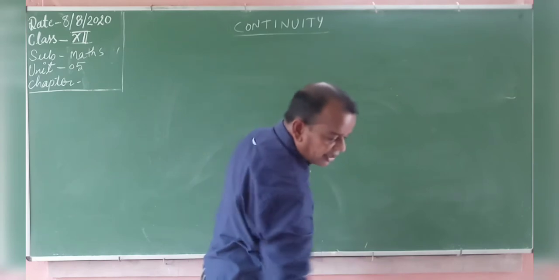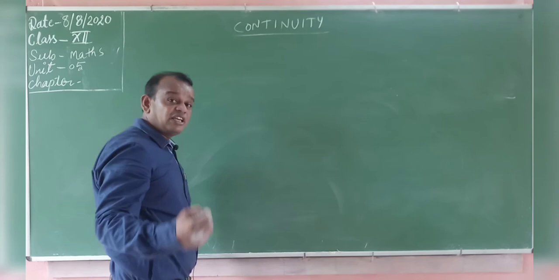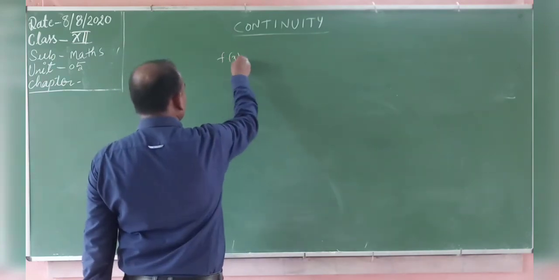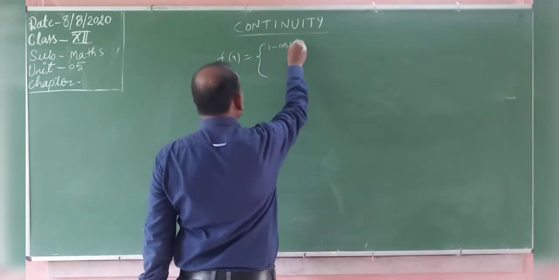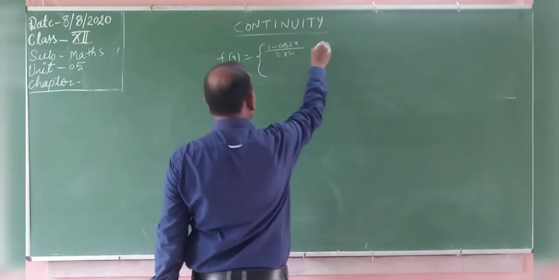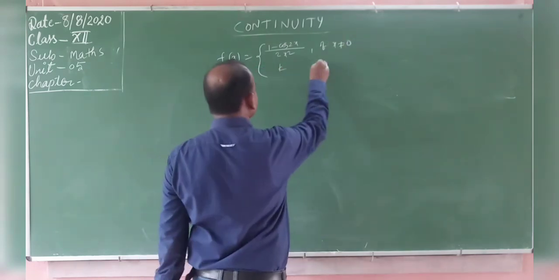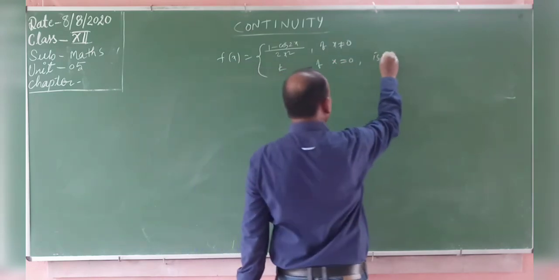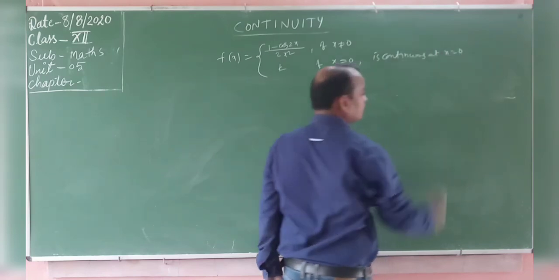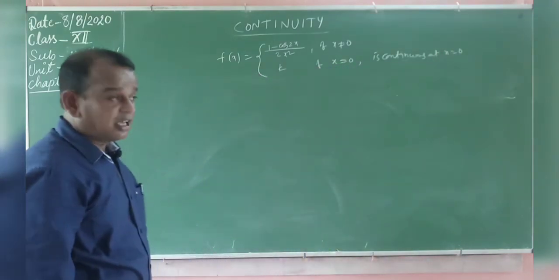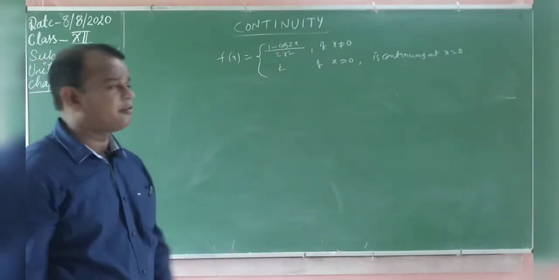Next, find the value of the constant k. The function is continuous at x equal to 0. What is f of x? f of x is equal to (1 minus cos 2x) by 2x square if x is not equal to 0, and k if x is equal to 0, and it is continuous at x equal to 0. Find the value of k if the function is continuous at x equal to 0. It is already continuous; find the value of k. Only one function is there.